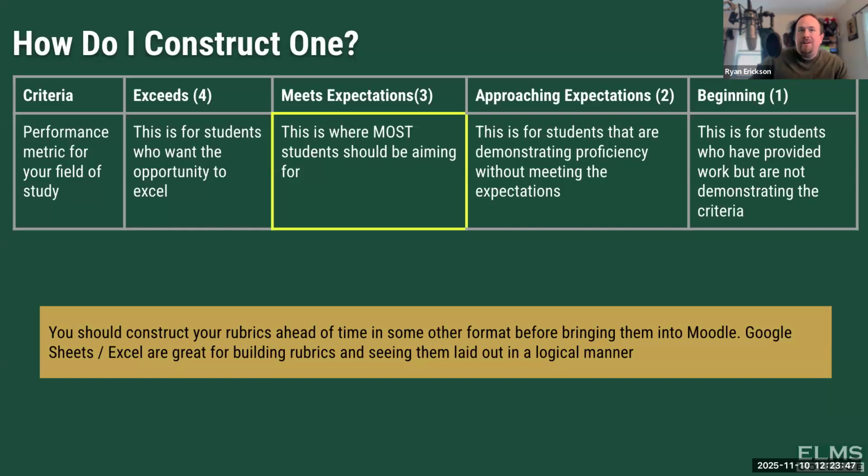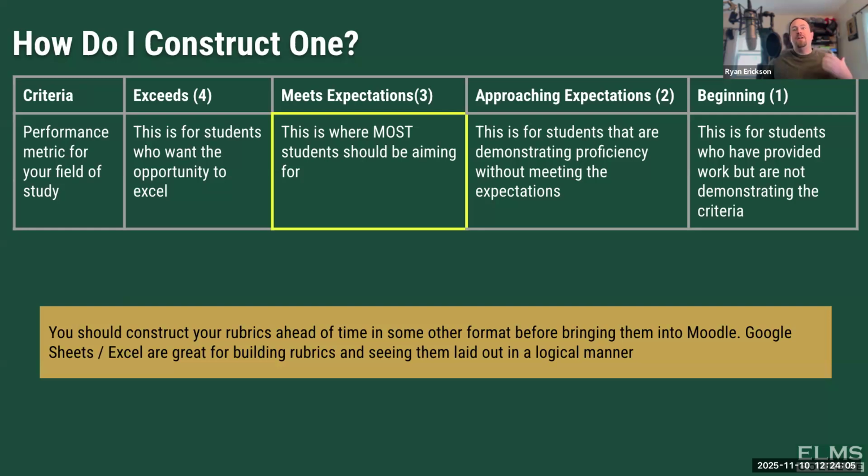So, how do you construct one? As I mentioned, you want to build it out starting with your criteria. What is the performance level aspect that you want to measure for your students? And that's going to be really field of study appropriate. That's going to be very specific to whatever is going on in the course.